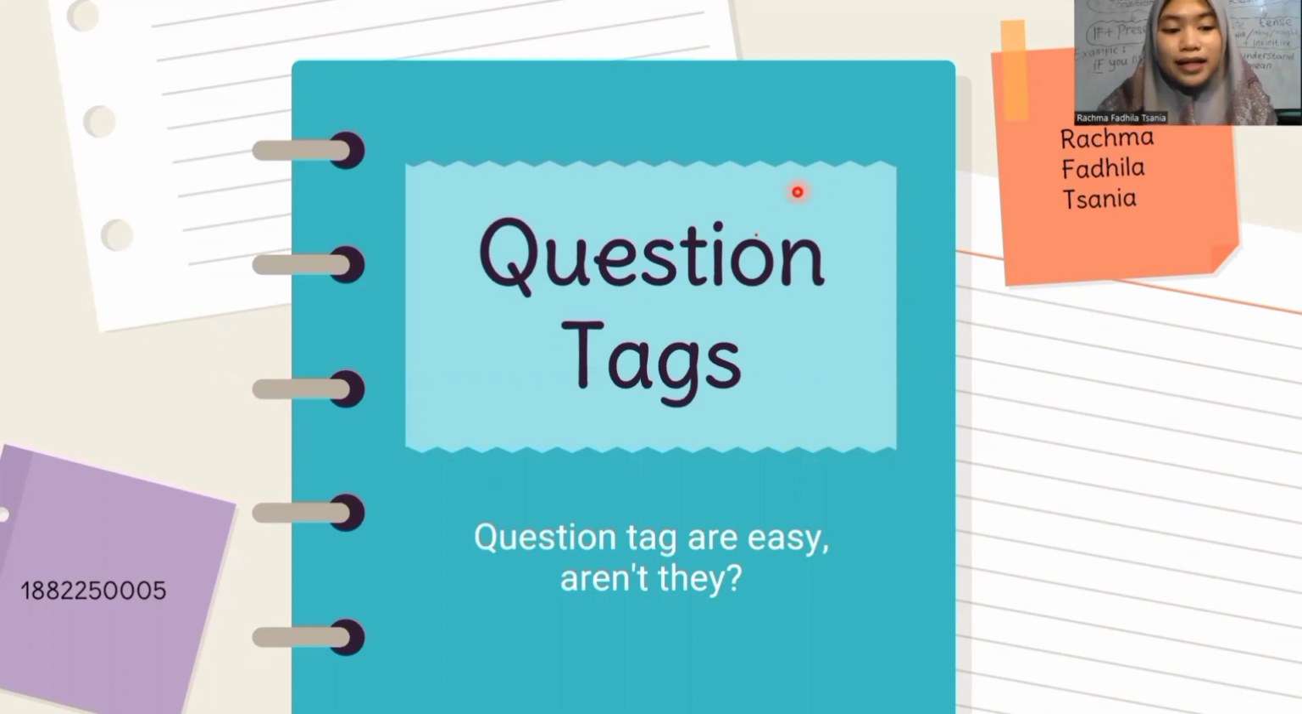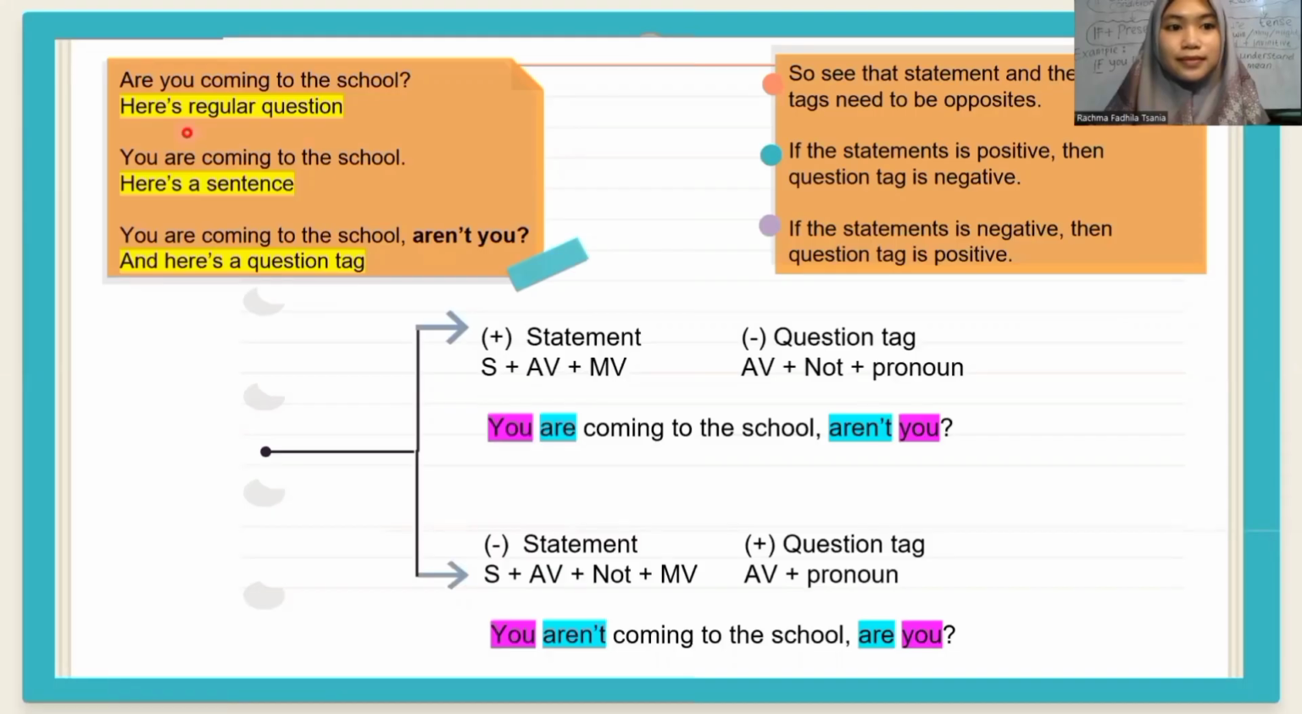Well, everybody, on this nice occasion, I would like to explain about the material, especially about grammar. The material is question tags. A question tag is a very short question placed at the end of a statement. They are used when asking for two things: one, agreement, and two, confirmation.